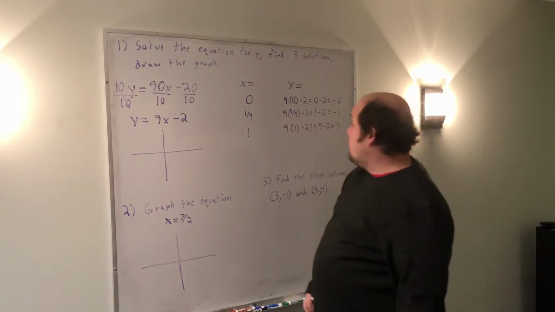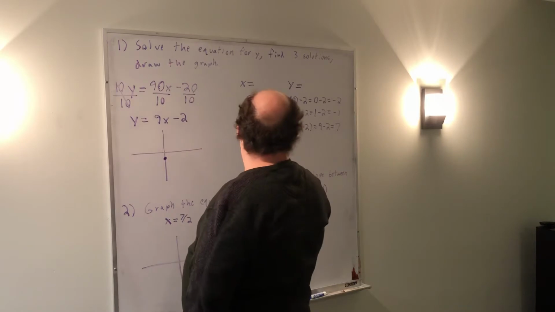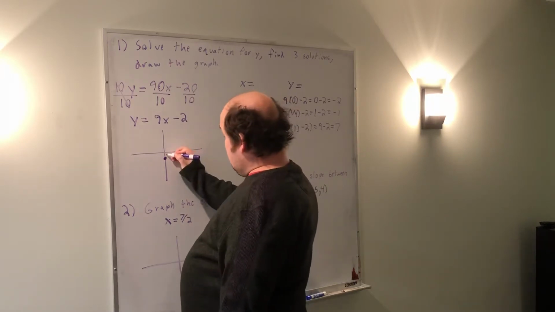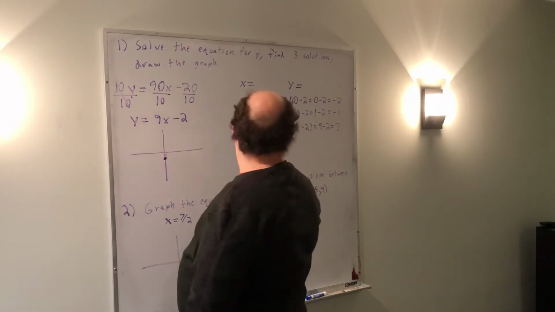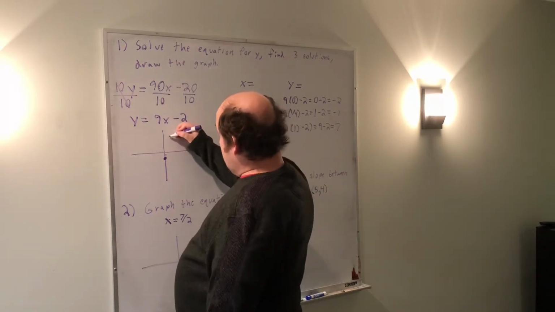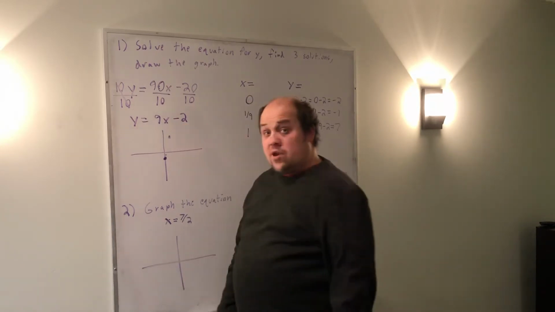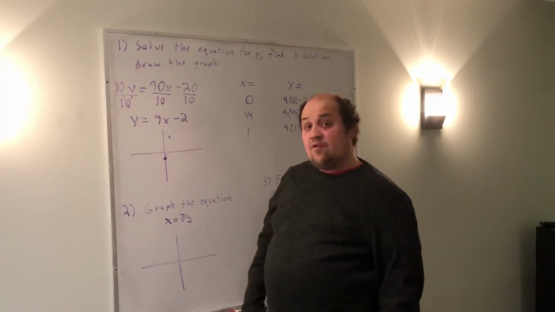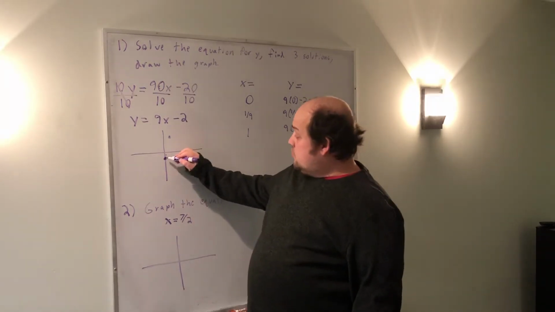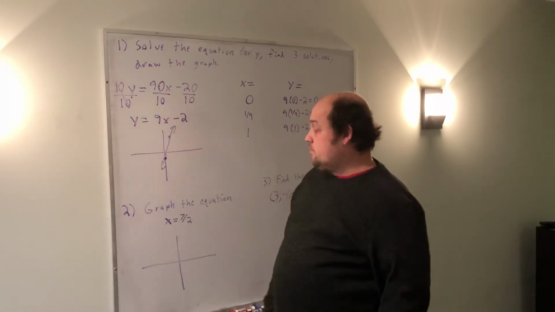If I graph 0, negative 2, it'd be somewhere around here. 1/9, negative 1 would be somewhere around there. And 1, 7 might be somewhere around there. The key one you need to hit when you're graphing this in the system is make sure you anchor it down here at 0, negative 2. Then draw the line through one of the other points.